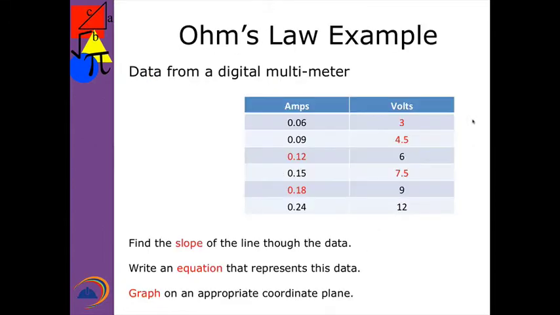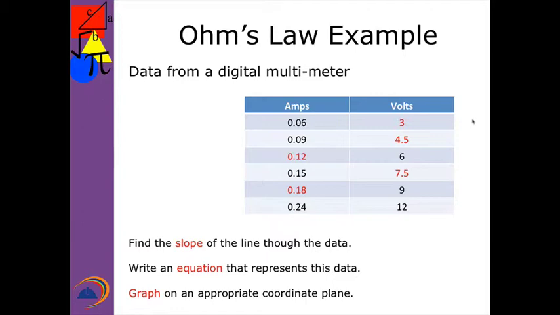Welcome back. All right, here's an example of what we're going to learn how to do. Here is Ohm's law from a digital multimeter. If you put in 0.06 amps, you have 3 volts. So any values that are in red, please fill them in. If we have 0.09 amps, we have 4.5 volts. 0.12 amps gives us 6 volts. 0.15 amps gives us 7.5 volts. 0.18 amps and you get 9 volts, and 0.24 amps and you get 12 volts.